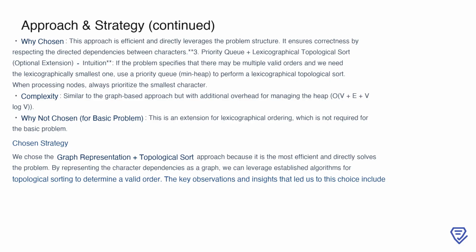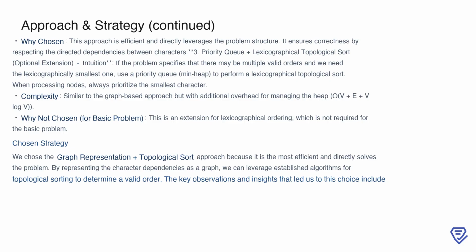The intuition here is to use a min heap to process nodes in lexicographical order, always prioritizing the smallest character when breaking ties. While this approach has a similar complexity to the graph-based method, it introduces an additional overhead due to heap operations, specifically an O(V log V) term. However, for the basic problem, this extension is unnecessary as the problem does not require lexicographical ordering. Ultimately, the graph representation combined with standard topological sorting was selected as the best solution.